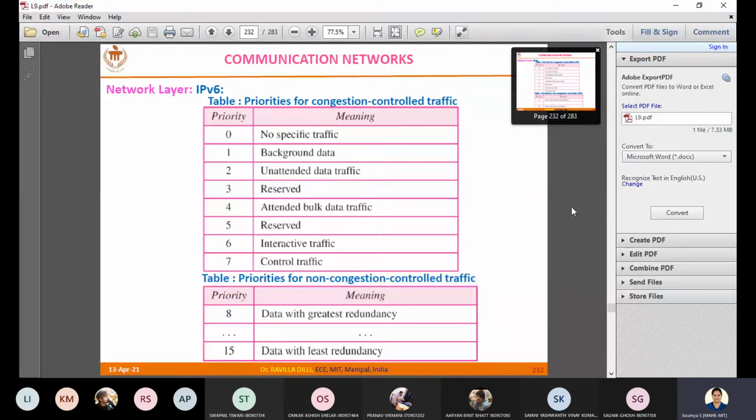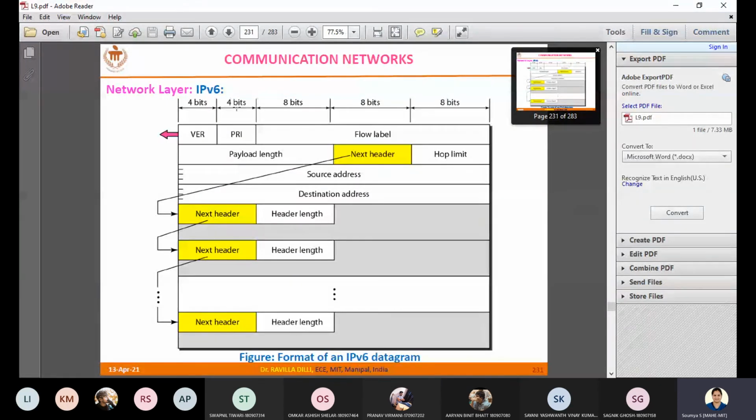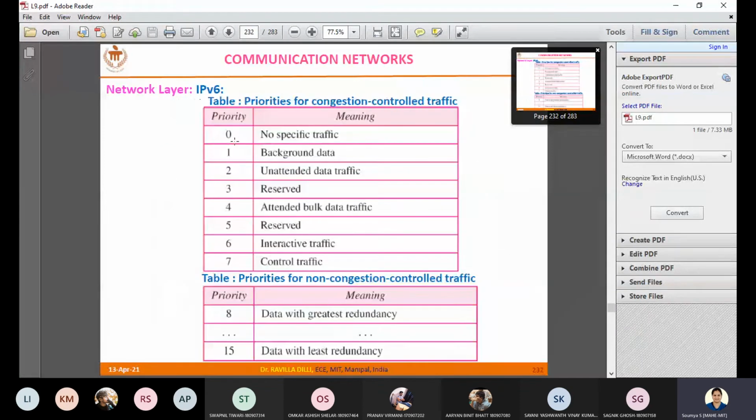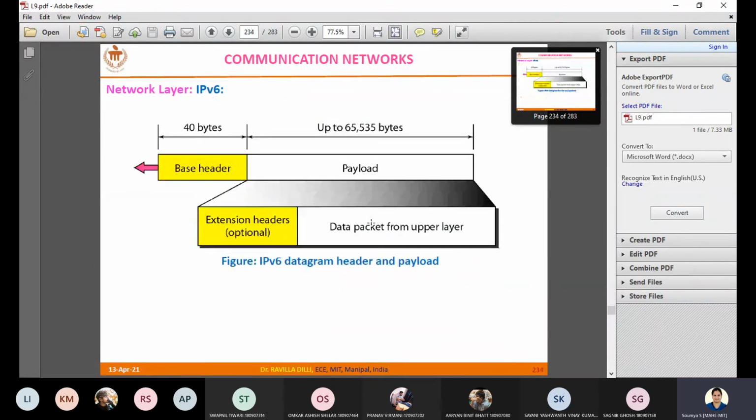Okay, now what you see here is called priority. The 4 bits over here, that is the second field, is priority. What are the priorities that IPv6 offers? If it is 0, it means that there is no specific traffic. If it is 1, then there is some background data. If it is 2, then unattended data traffic. That's how it goes on. Okay, it can be between 0 and 15.